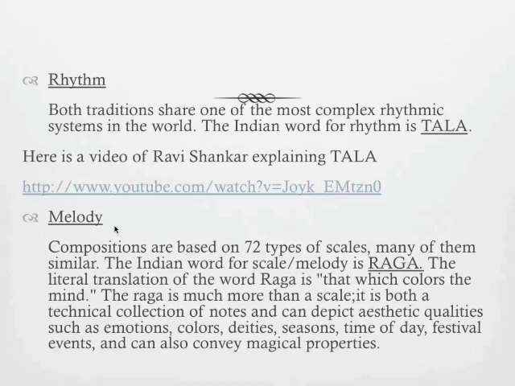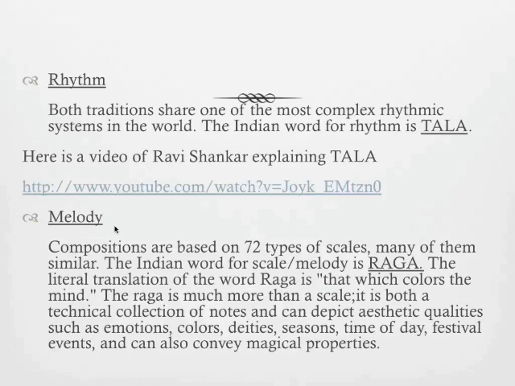Now, Indian music can be broken down into 2 factors, or 2 influences. There's the rhythm and the melody. Both traditions share one of the most complex rhythmic systems in the world. The Indian word for rhythm is tala. And then we have the melody.